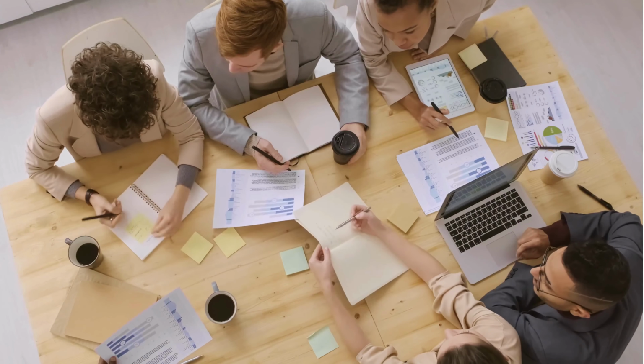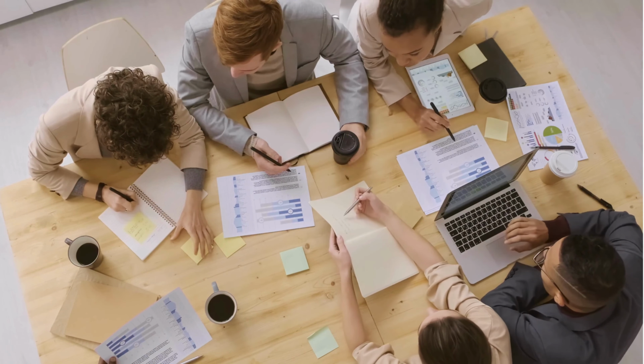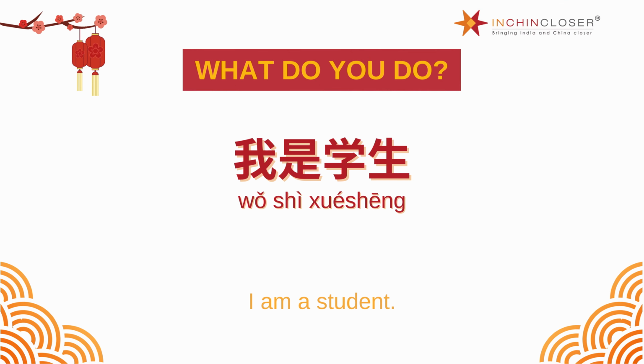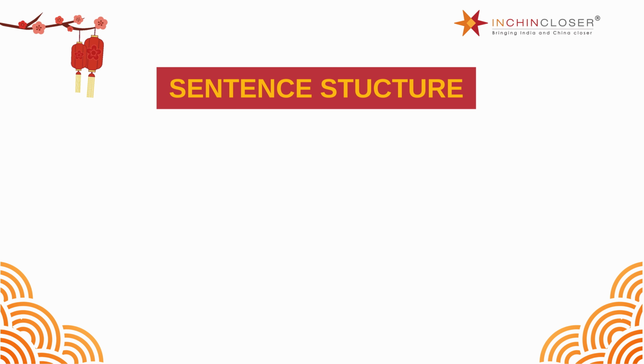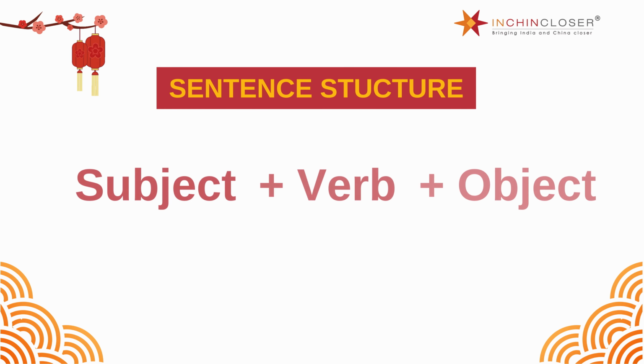Coming back to the lesson. So to let someone know what you do for a living, you could say, 我是学生。我是老师。我是工程师。Remember, you're still sticking to the formula subject, verb, object.